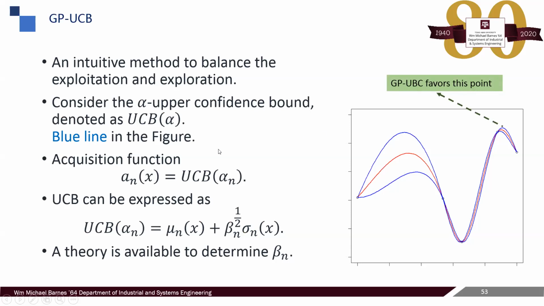Just consider the upper confidence bound, denoted as alpha. Here alpha is a parameter that has to be determined, and the acquisition function is UCB with some specific choice of alpha_n. There is a theory saying what kind of alpha_n you have to choose. And there is an equivalent formulation: UCB is simply the mean plus a constant times the standard deviation. That's a basic property of the normal distribution. So if you use GP-UCB for this specific setting, you are going to choose this point. That's one criterion, very simple, right?